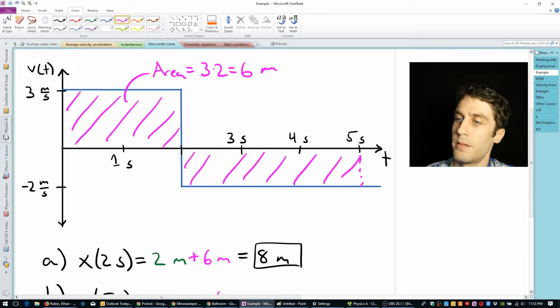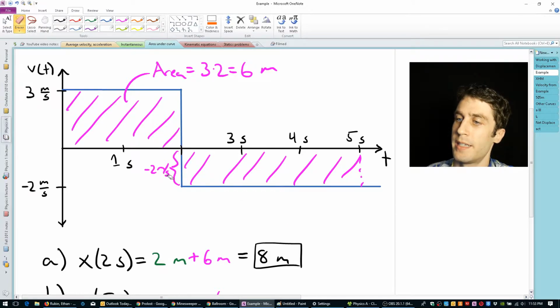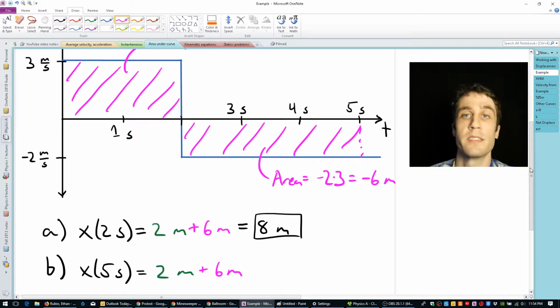Okay, and so this height here is 2 meters per second. I'll say it's negative 2 meters per second. And the width is 3 seconds. Multiply those together to get the area under the curve. And we get area equals -2 times 3 equals -6 meters. That's its displacement from 2 seconds to 5 seconds.